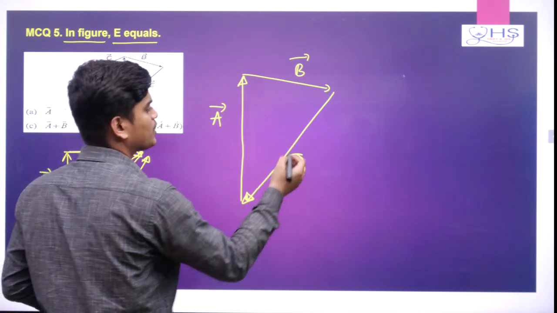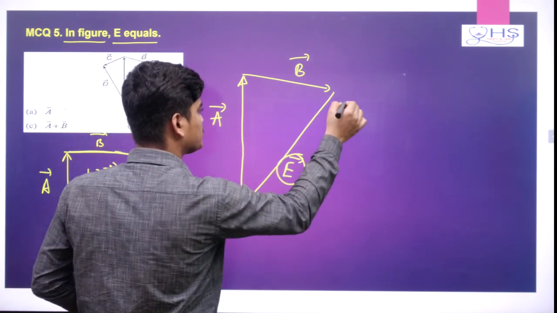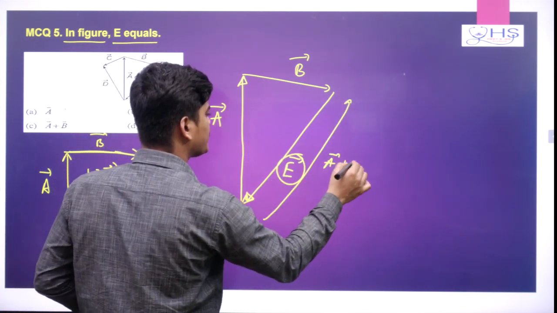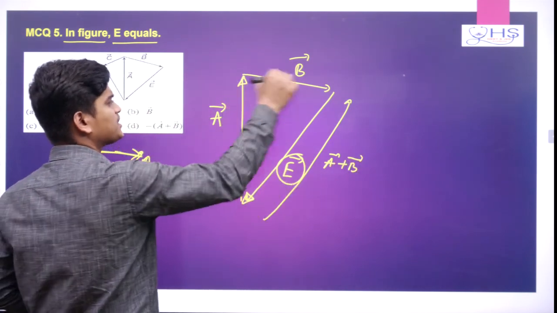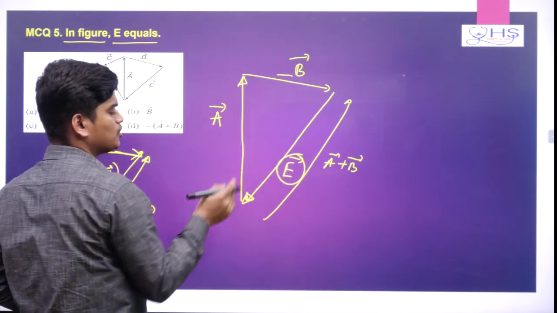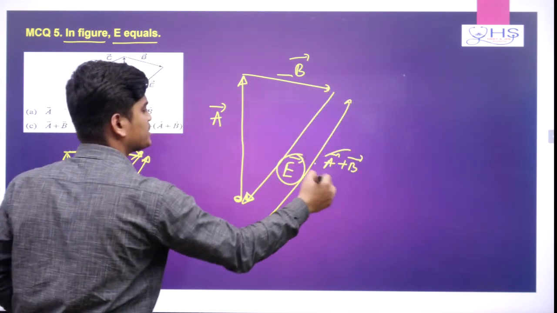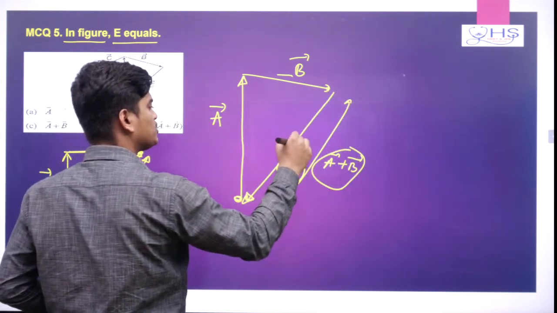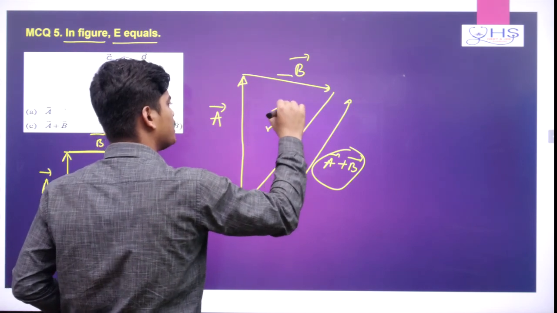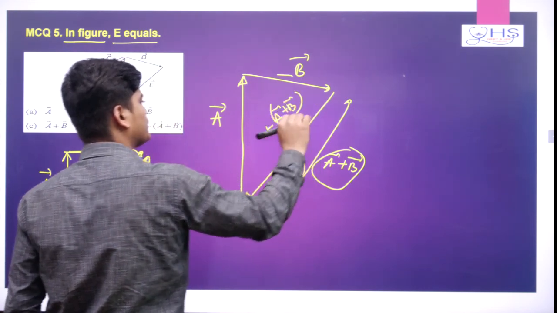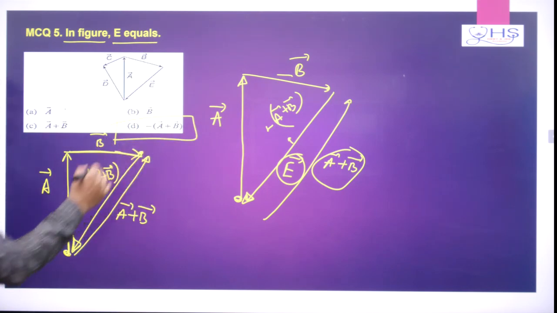Remember, in this way it is nothing but A vector plus B vector, because it is the resultant vector. Whenever two vectors are added, A plus B, the tail of one vector joins to the head of another vector, that is basically A plus B. So definitely E is nothing but how much? It is minus A vector plus B vector. So the answer will be minus A vector plus B vector.